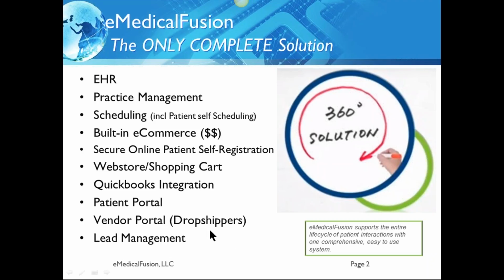The vendor portal is if you're using our drop shippers. We have 7 or 8 drop shippers that will automatically ship orders from those particular vendors, vendors like Metagenics, Designs for Health, Orthomolecular, and so on and so forth. They will ship orders automatically directly to the patient, allowing you to earn the full profit in those scenarios.